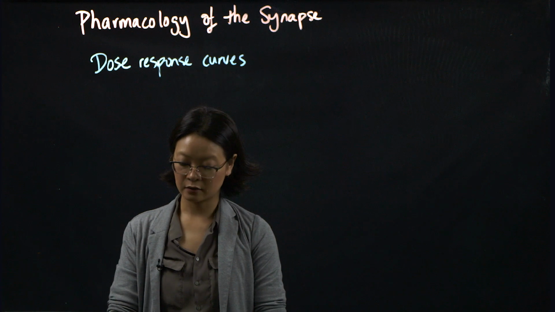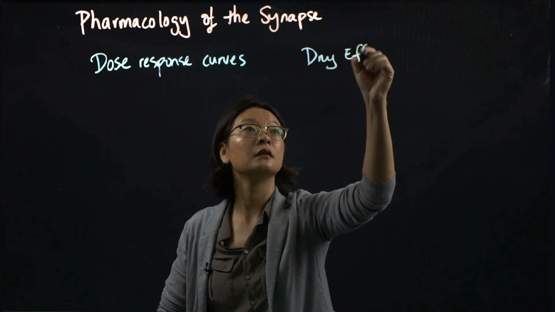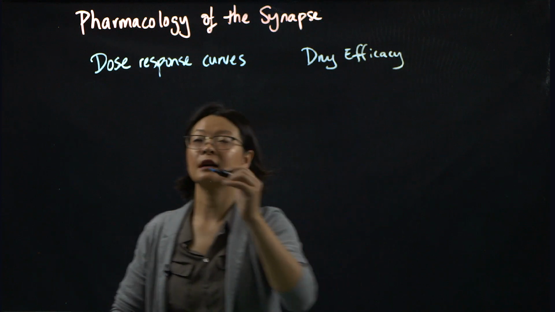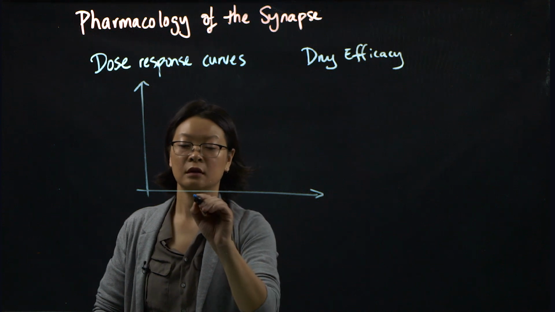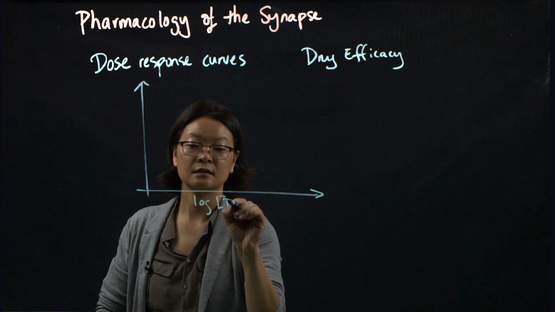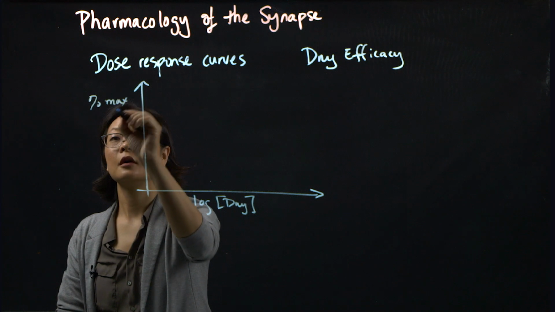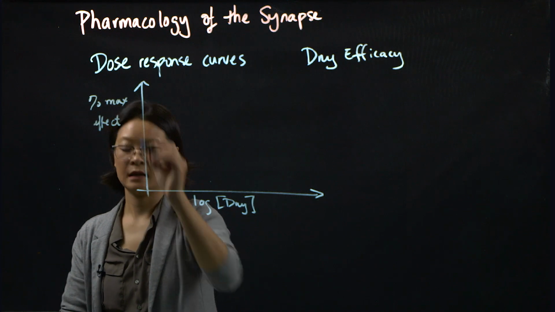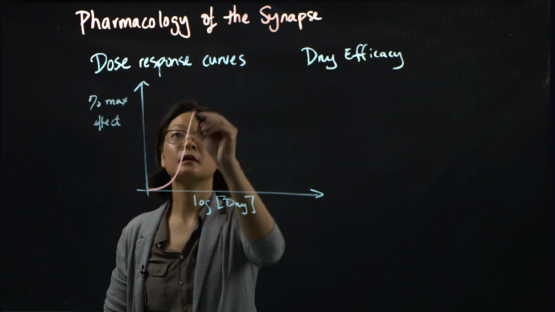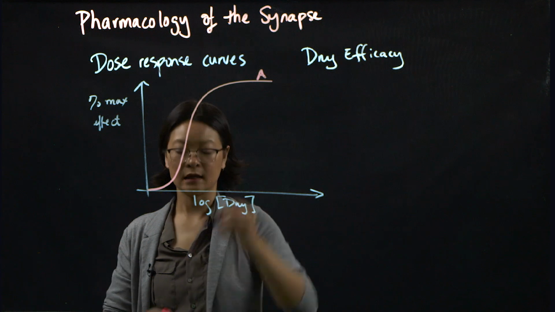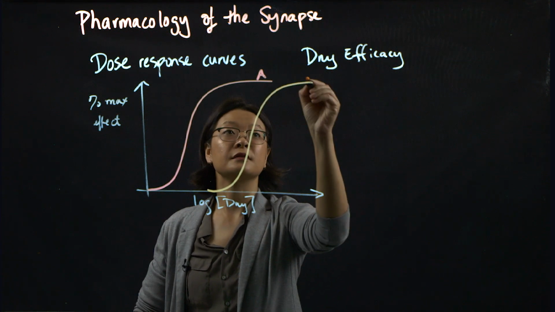So the next concept that we're going to cover is drug efficacy. And drug efficacy, again, is taken from the dose response curve. Again, this is a semi-log curve with percent max effect here. And if I redraw some drug curves, so this is drug A, and this is drug B.